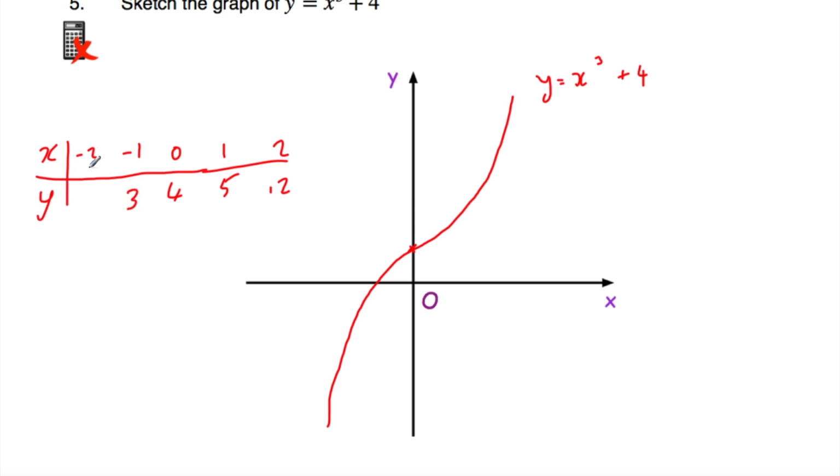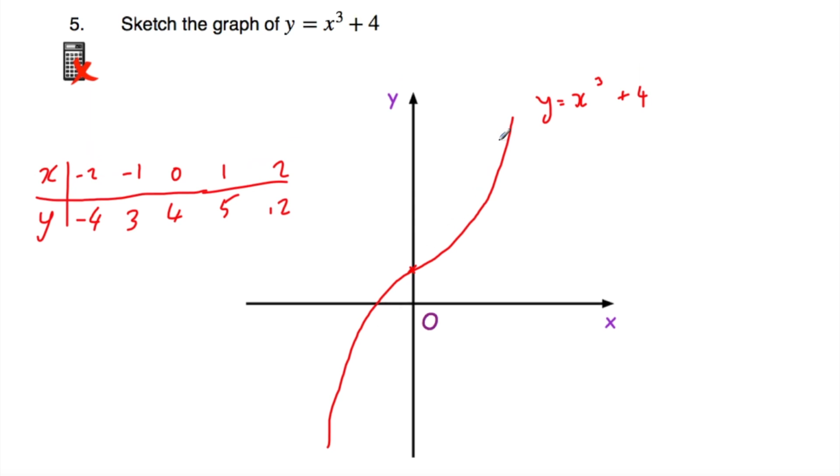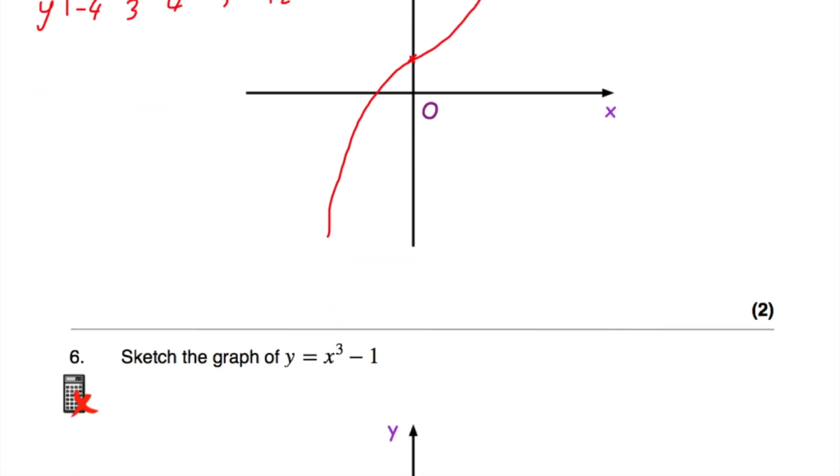And negative 2 cubed is negative 8 plus 4, which would be equal to negative 4. And then you can just plot those points and see it would be something like that. And that's it. So it's the x cubed graph, but just shifted up 4 squares. Okay, let's look at our next question, question number 6.